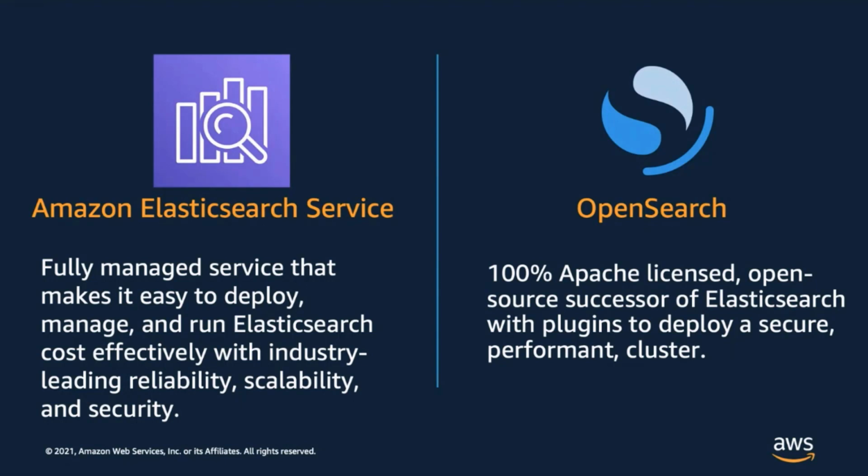We are also supporting an open source project named OpenSearch that is a 100% Apache licensed open source successor to Elasticsearch, including the plugins that we developed for our Open Distro for Elasticsearch project that enable you to deploy a secure and performant cluster in self-managed open source. We will be bringing OpenSearch into the service as the core engine going forward from version 7.2.